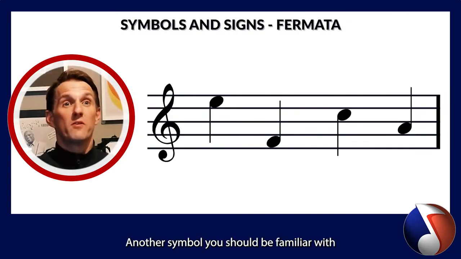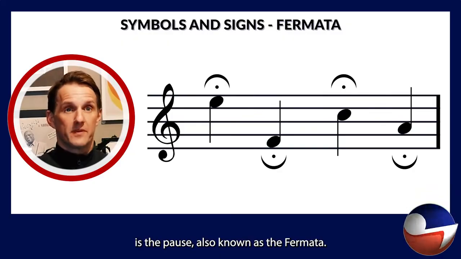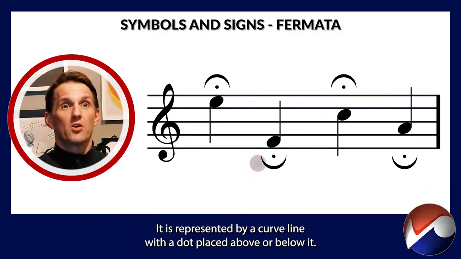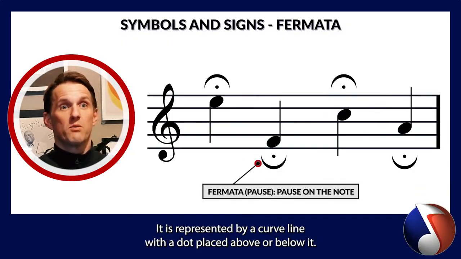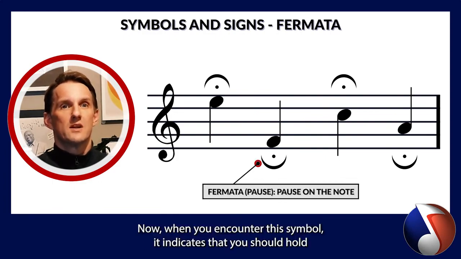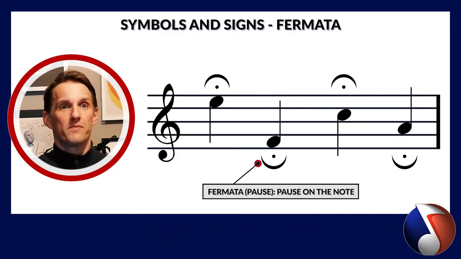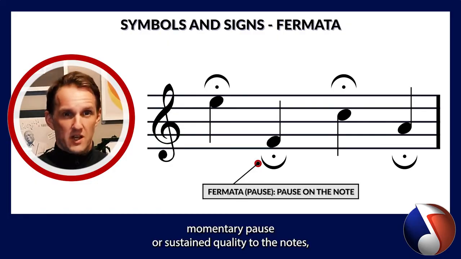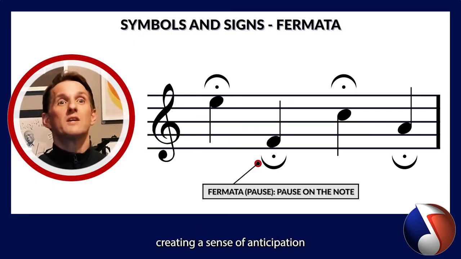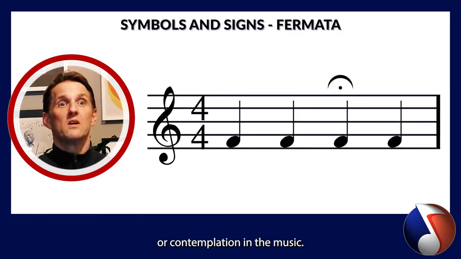Another symbol you should be familiar with is the pause, also known as the fermata. It is represented by a curved line with a dot placed above or below it. Now when you encounter this symbol, it indicates that you should hold onto the note's duration for a longer period than its actual value. The fermata adds a momentary pause or sustained quality to the note, creating a sense of anticipation or contemplation in the music.